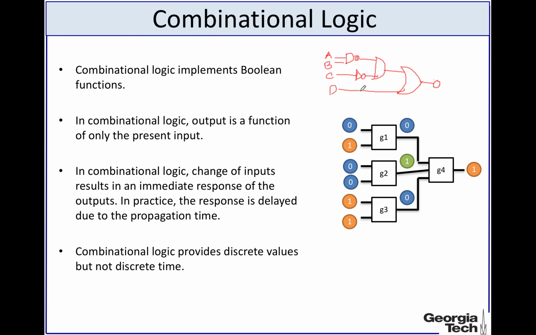But this combinational logic block over here actually operates continuously over time, meaning that as soon as an input changes, the output will also change. Sorry, this is an OR output. In other words, the change of the inputs results in an immediate response in the outputs. There is some delay because of the basic physical mechanisms, which creates a delay between the output and the input. But essentially the combinational logic provides discrete values in terms of the logic levels, but it does not work in discrete time, it works in continuous time.